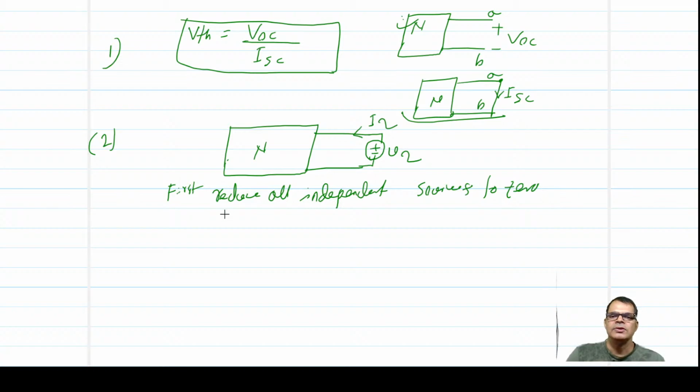Now, oh sorry, ZTH or RTH. Okay. So now in the second case, your RTH or ZTH is equal to V2 upon I2. Right? Yeah. Harsh, I have amended it.